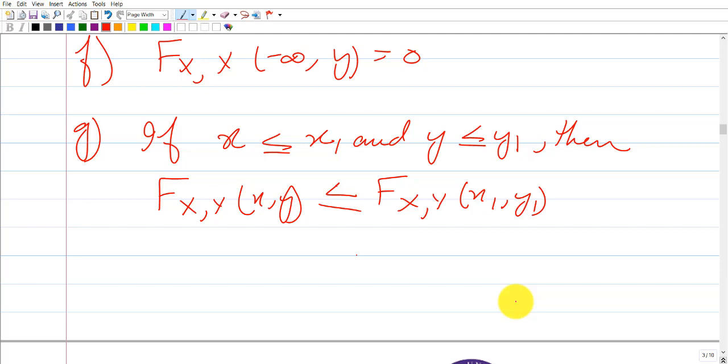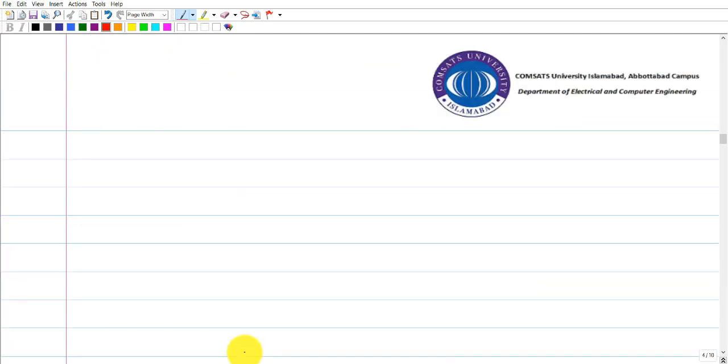As we can see, the definition of the joint CDF is quite simple, but most of the time we don't work with joint CDFs. Instead it is easier to work with the probability mass function when the random variables are discrete, or with the probability density function if they are continuous. So let's take an example to understand this.